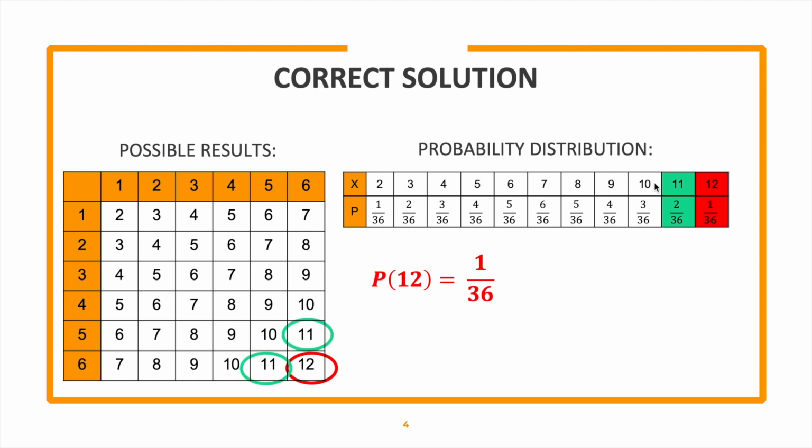Now, when calculating the probability of 11, we shouldn't make the same mistake that Leibniz did. We should see that these two outcomes are different, and we should take it into account when doing the calculation. That is, we should add these two separate outcomes: 1 plus 1 divided by 36, and this gives us 2 over 36. As you can see, these two results are not the same as Leibniz claimed.